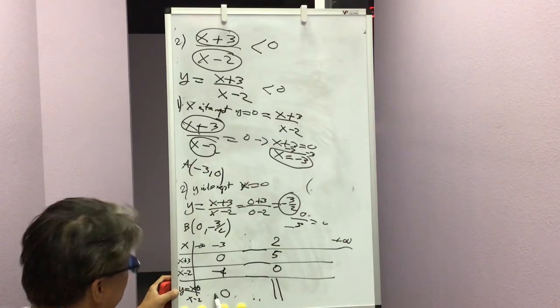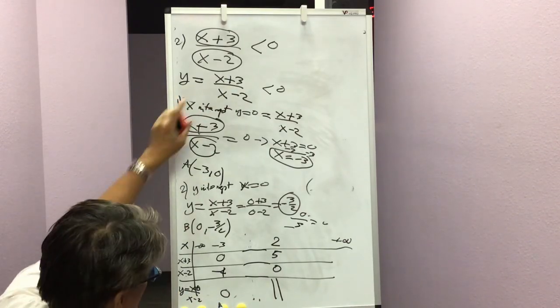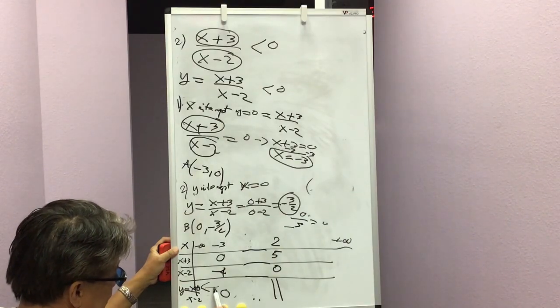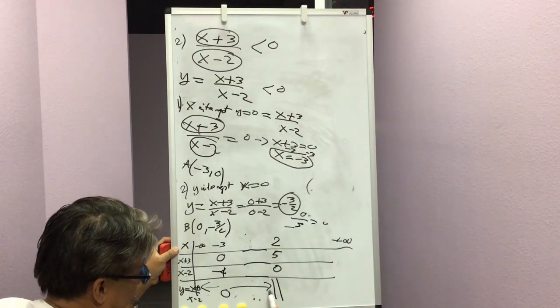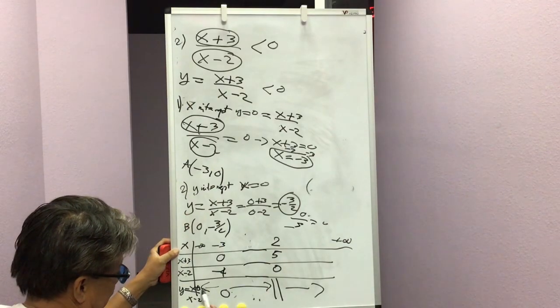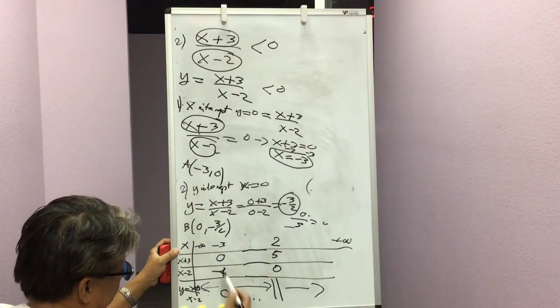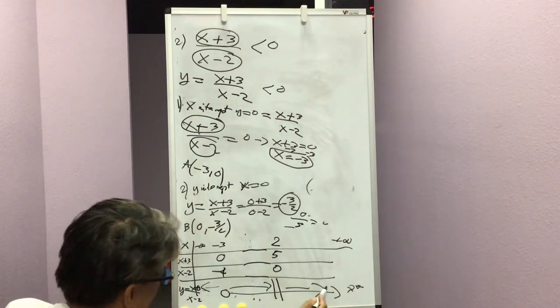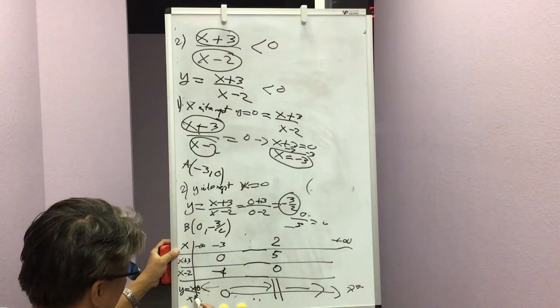Okay, so from here, we want y less than 0. From here to here, you can see y is less than 0, and from here to here, y is greater than 0. From here to here, y is less than 0. From here up to infinity, y is greater than 0. But we want y less than 0.